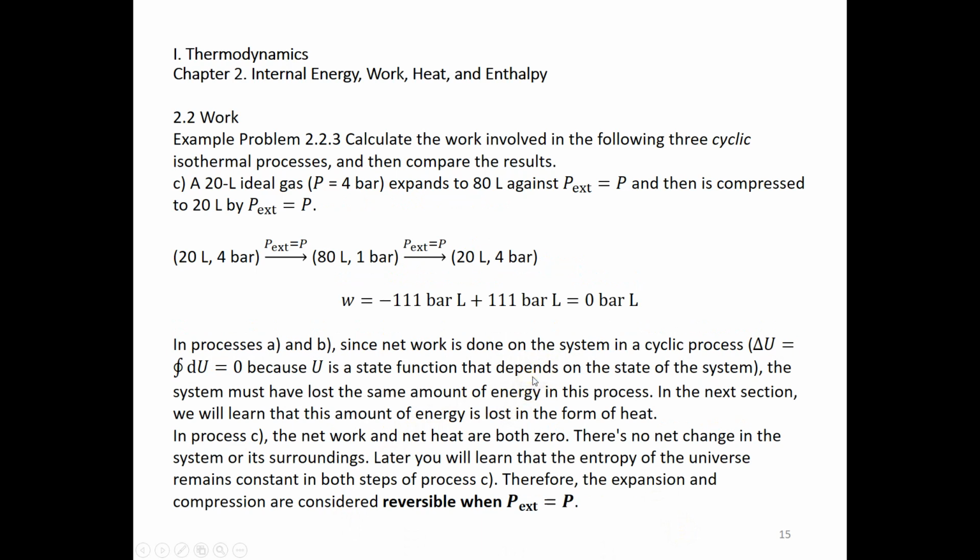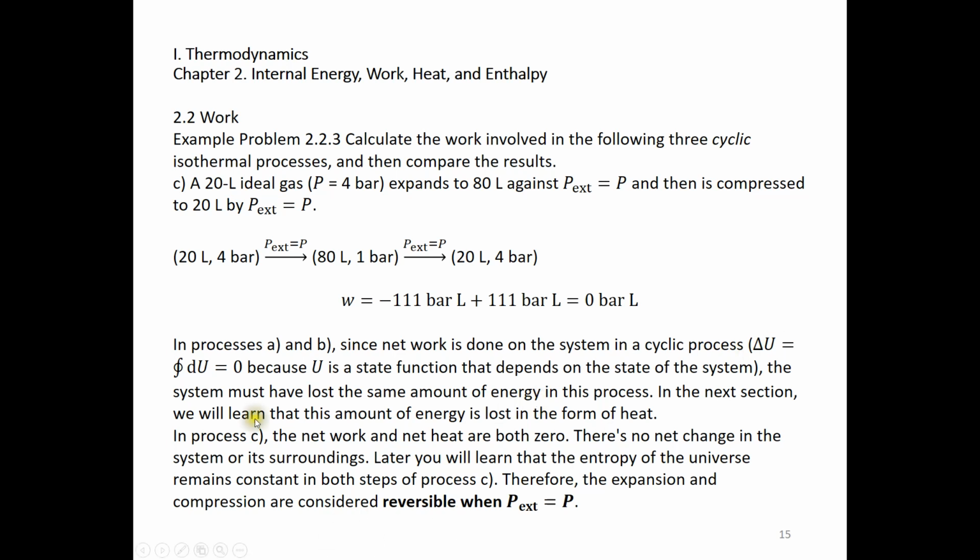And I want to remind you that internal energy is a so-called state function. It only depends on the state of the system. So that means when a system undergoes a series of steps and gets back to the original state, the internal energy should be the same, right? Same state, same internal energy. However, work and heat are not state functions. They depend on the processes. So in these 3 different cyclic processes, we get 3 different numbers for work.